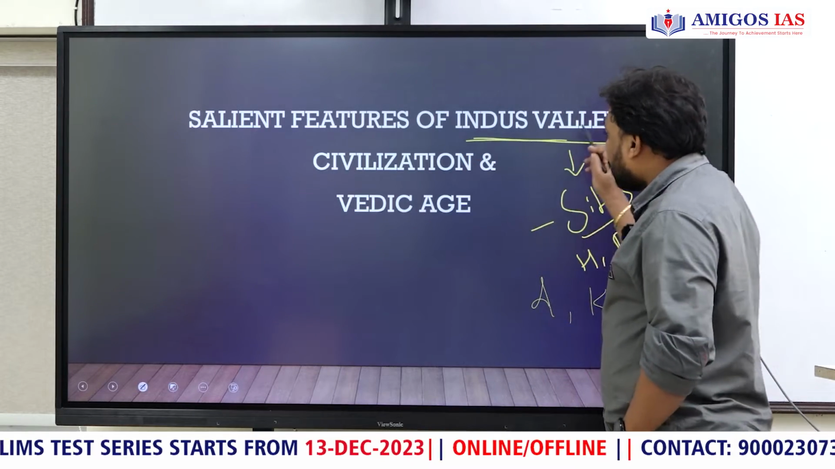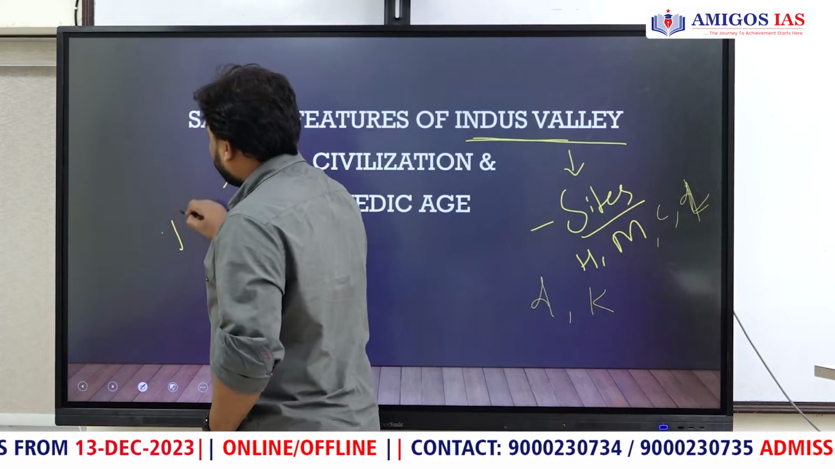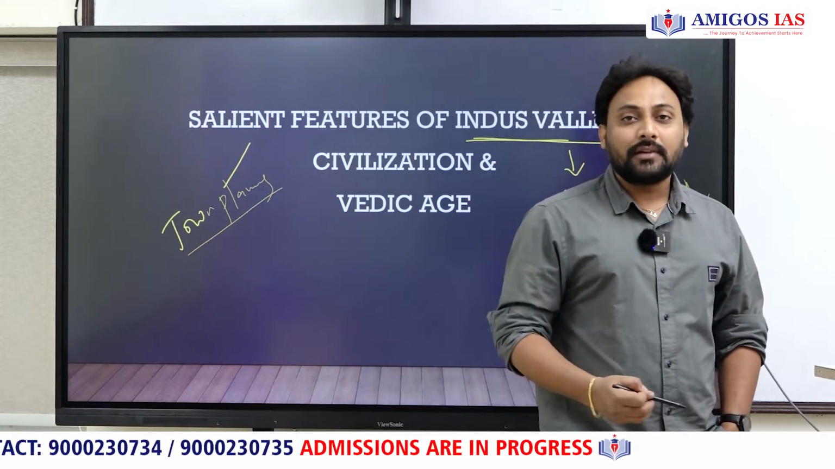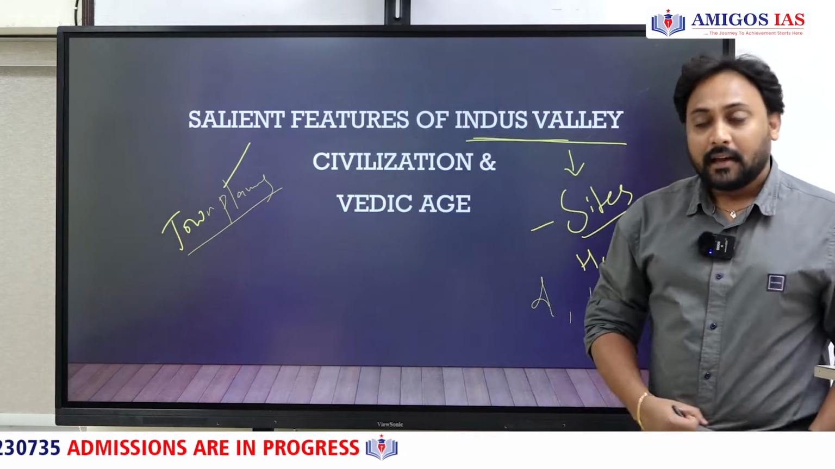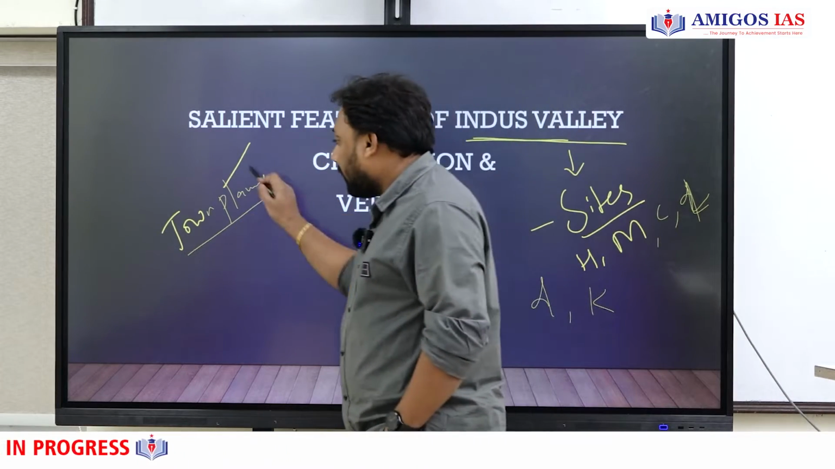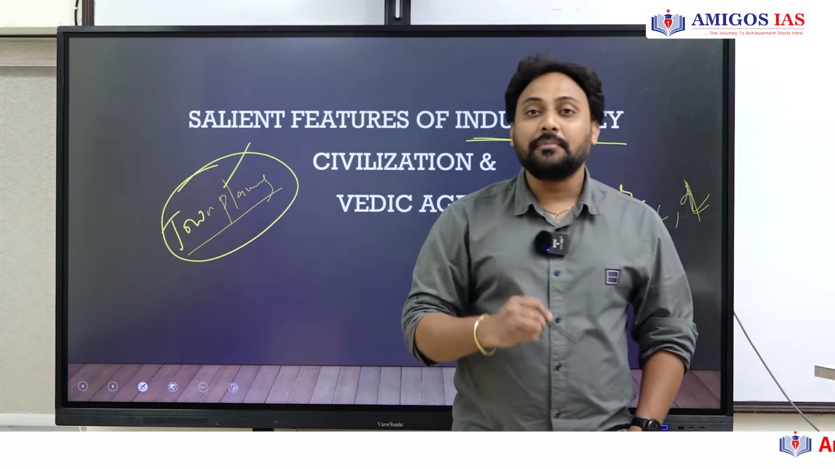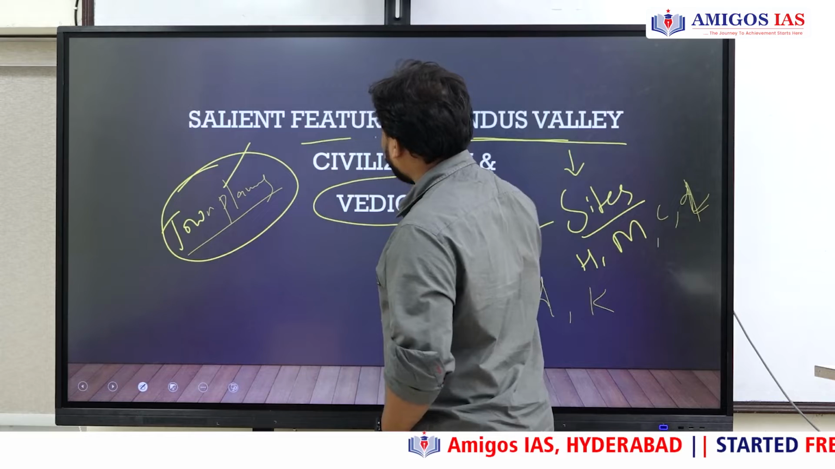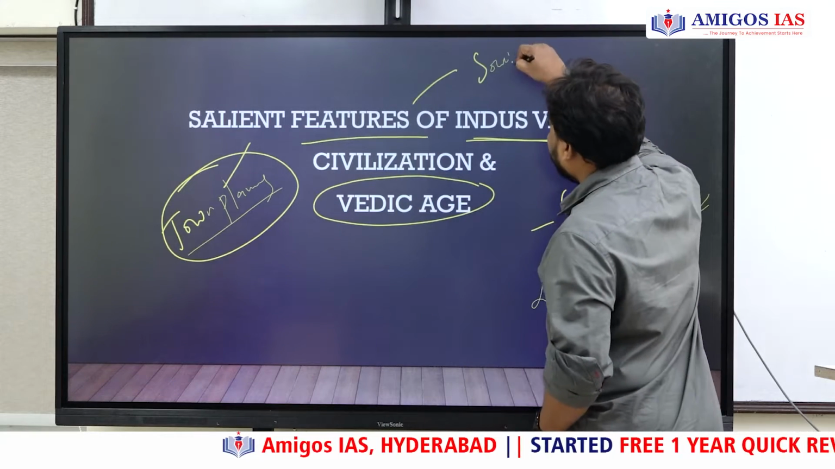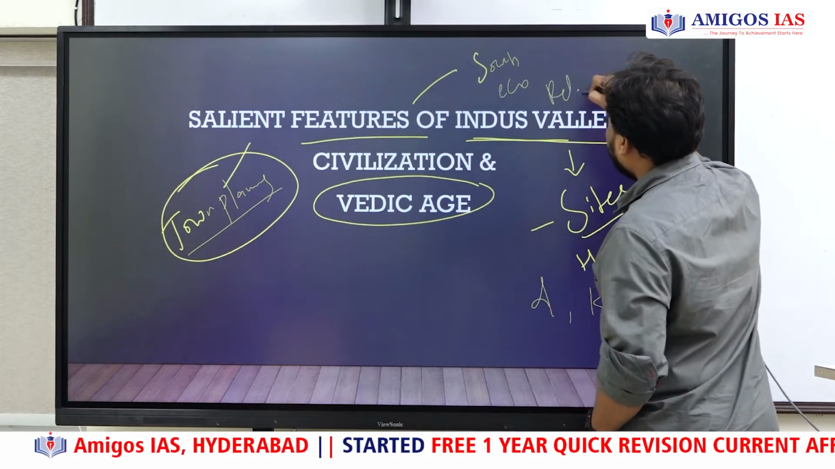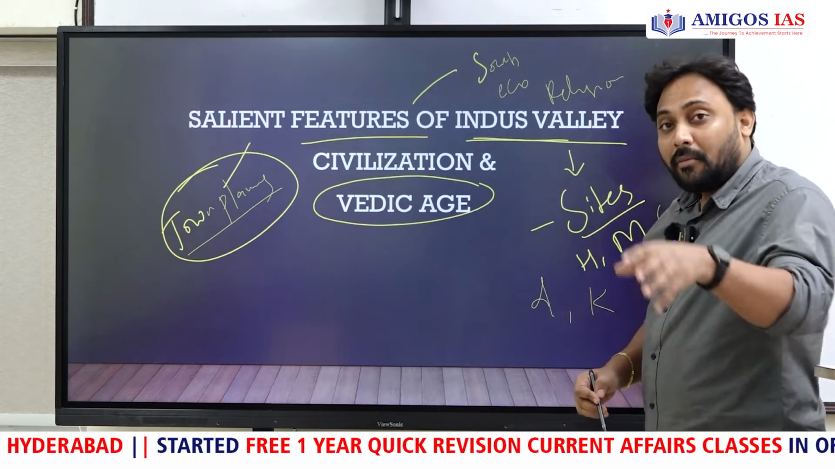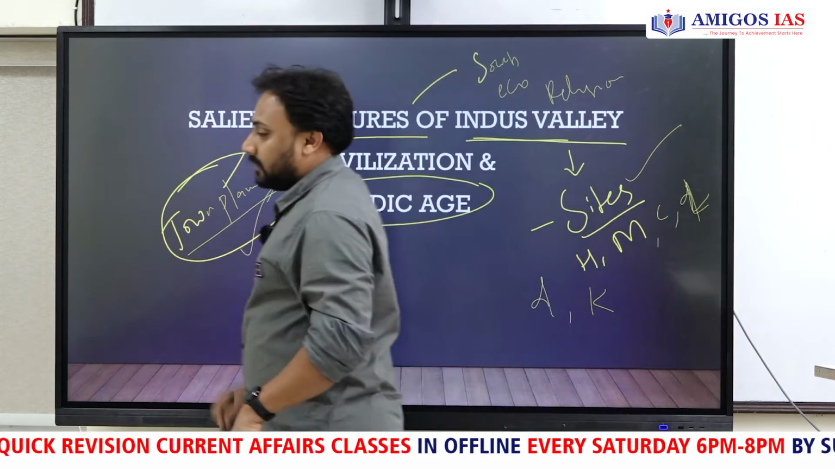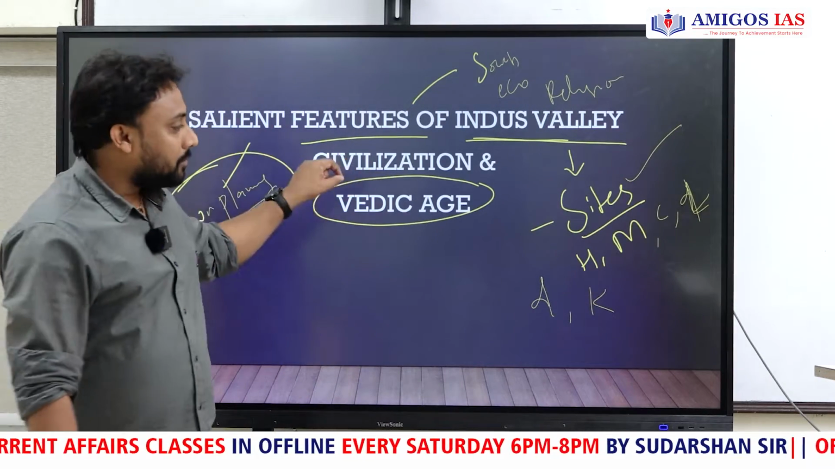Salient features also include the subtopic of town planning, which is most important. As you all know, the Indus Valley civilization is an urban revolution in the country. It is the mother of all civilizations. Why? Because of its most important feature, town planning. Understand? The salient features also include society, economy and religion, but among all the features, the most important expected topics are sites and town planning. This part must be focused for your exam.